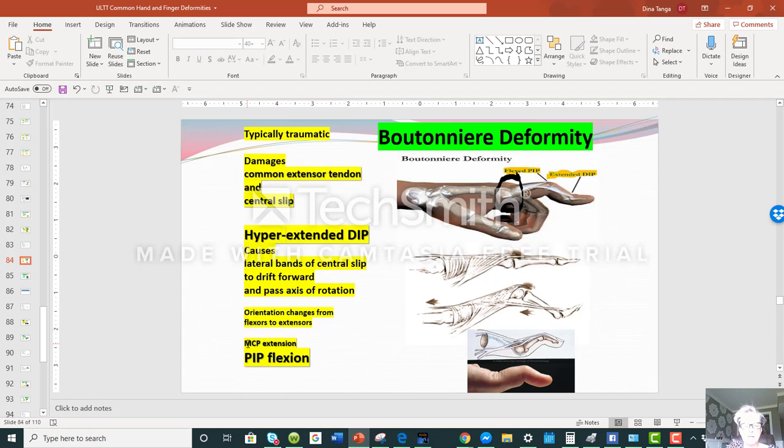So, metacarpal phalangeal joint is extended. See that right there? And the proximal interphalangeal is flexed. So extended, flexed, extended. So EFE. Okay? So boutonniere is EFE.